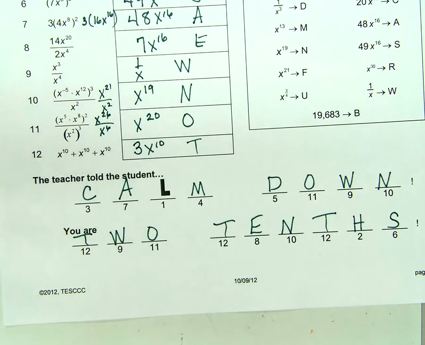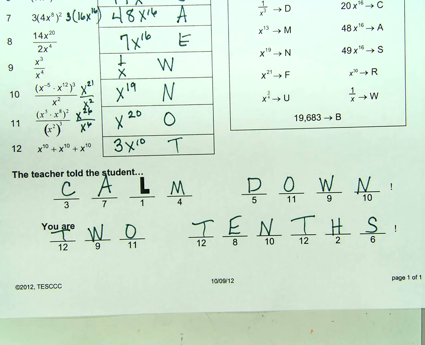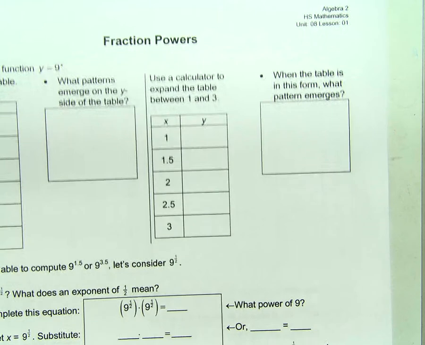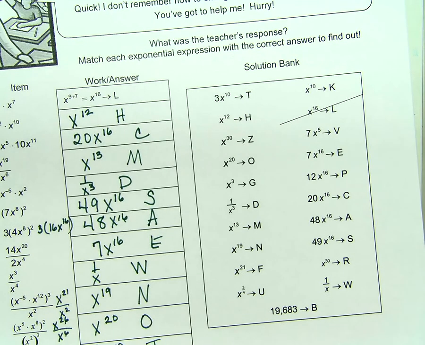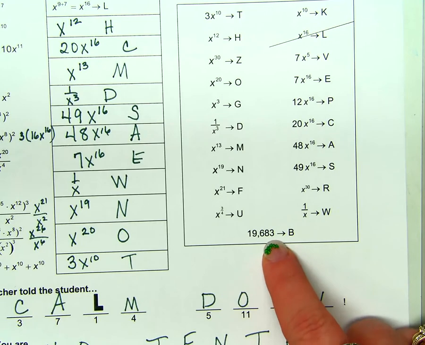The teacher told the student to calm down. You are 2/10. All right. On which one? Oh, down here?